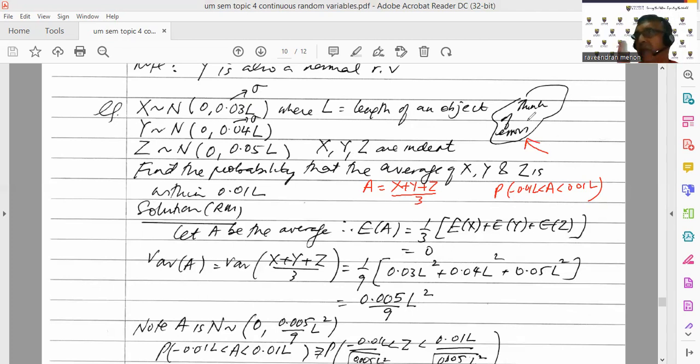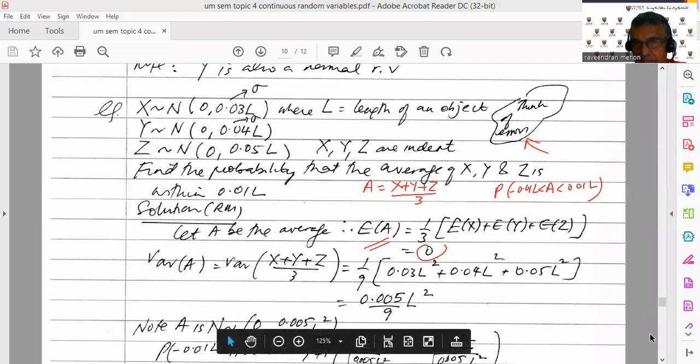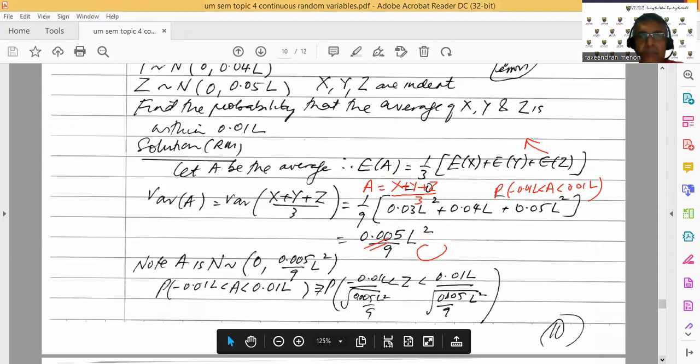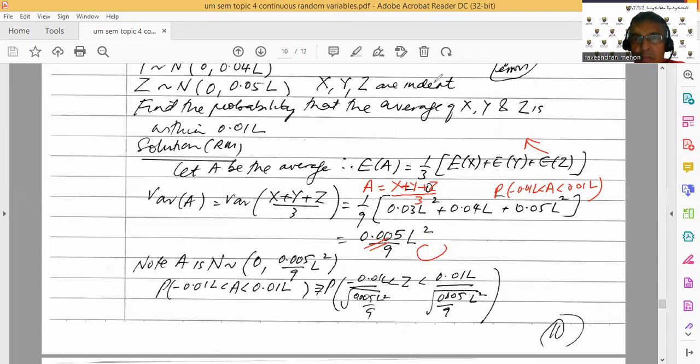So now A is an average. A is X plus Y plus Z over 3. You can find the expected value of A. That's not hard. Expected value of A is just 1/3 of all of these, which is 0. Can't be easier than that. So let's move the screen up. Once you have that, the expected value of A is easy. So now I need the variance.